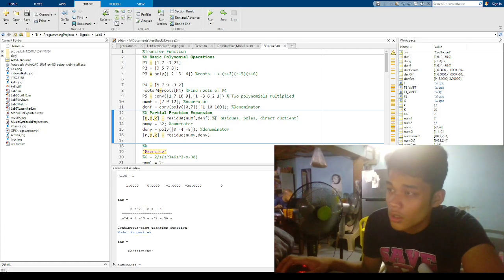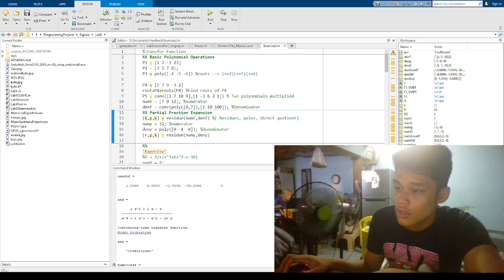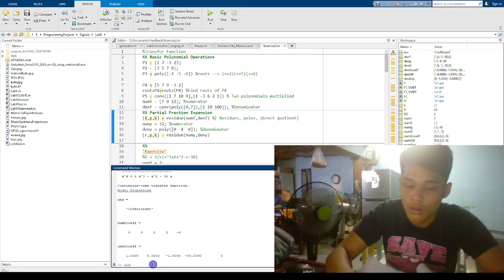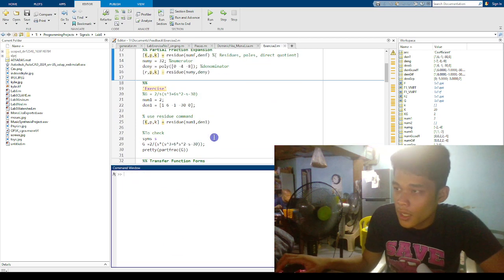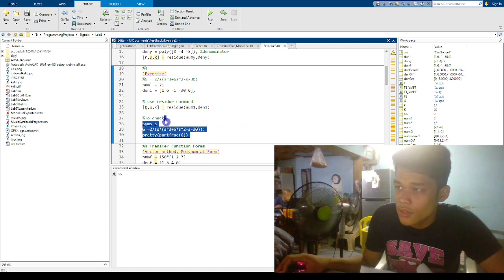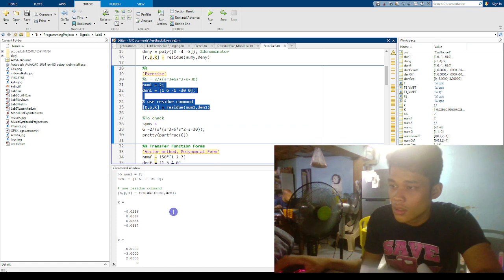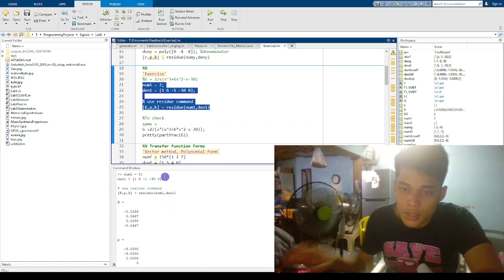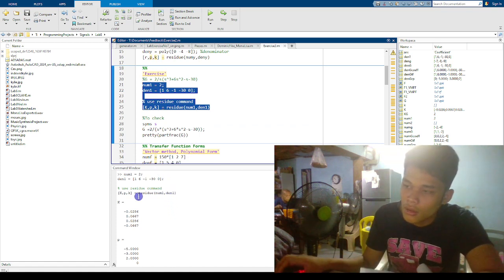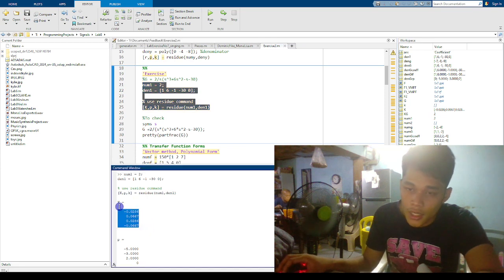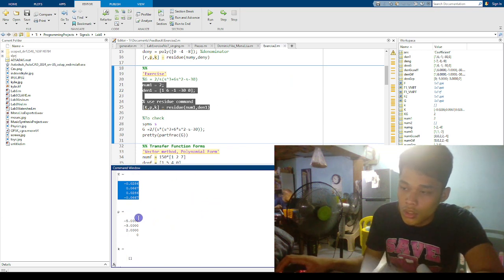This is a report on MATLAB exercise number 2, transfer function. We start off by expanding the transfer function. Using the residue command, we can define the residues, which are the numerators of the partial fraction, the poles, which are the expressions in the denominator, and the direct quotient.